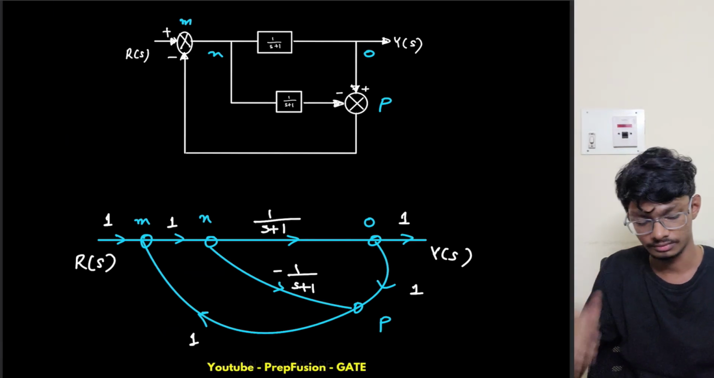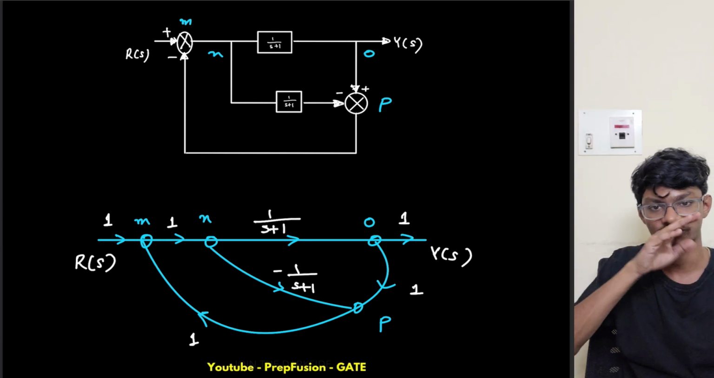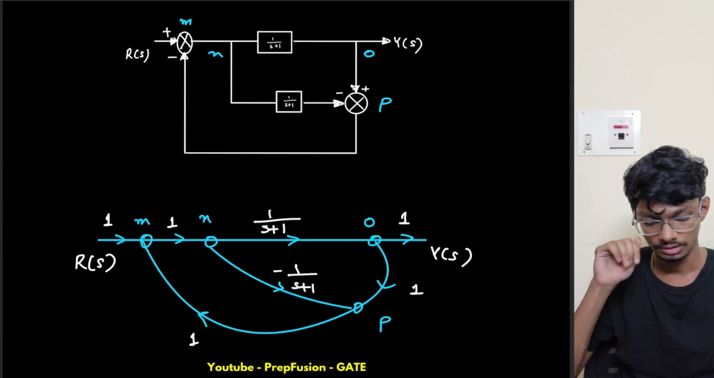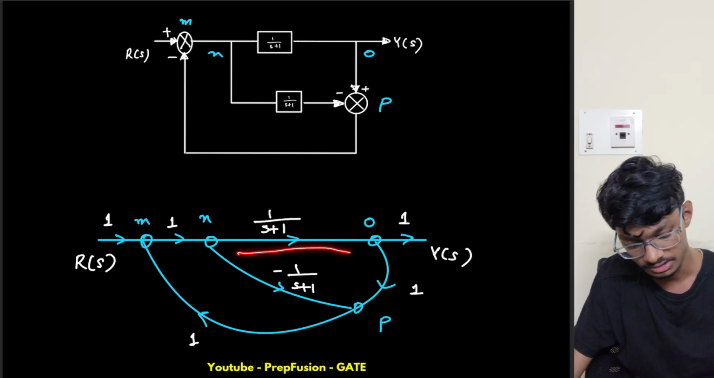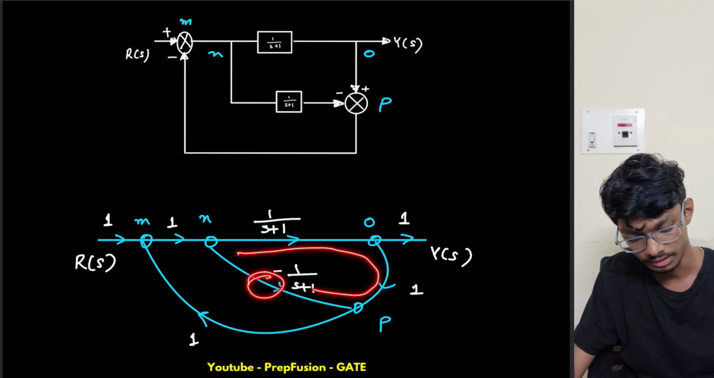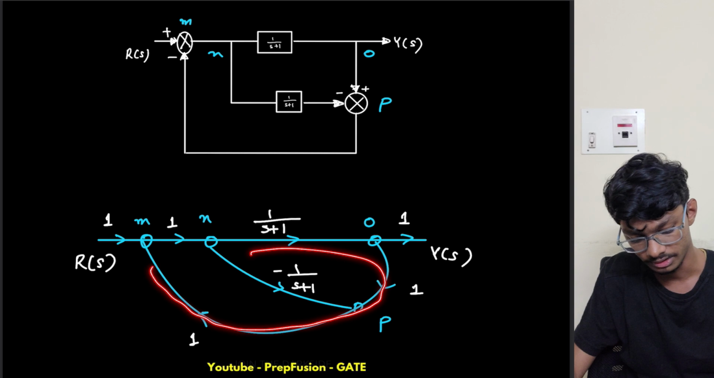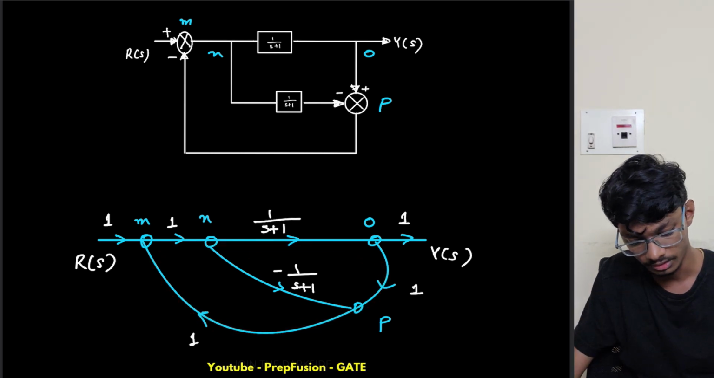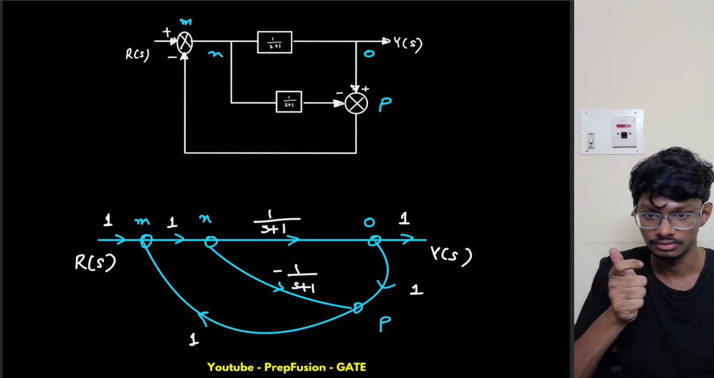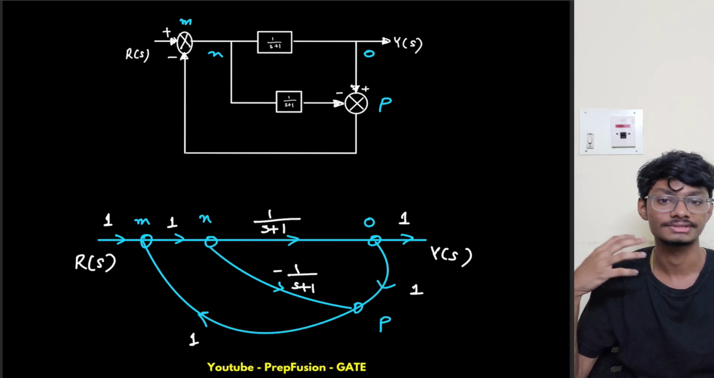Let's find the determinant first, the denominator. How many loops are there? Is this a loop? No, we are coming back from here, but this is a loop, right? This is a loop, correct? And is there any other loop? I can see this is a loop, but is there any other loop?